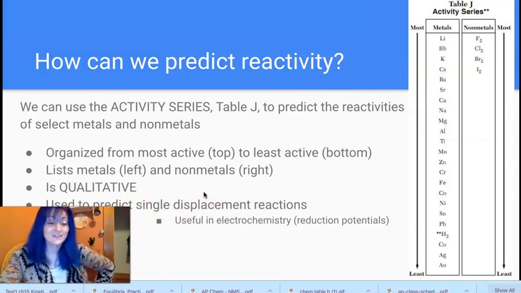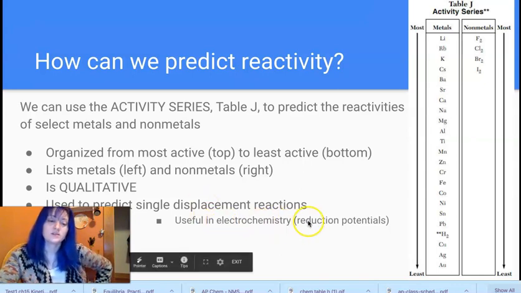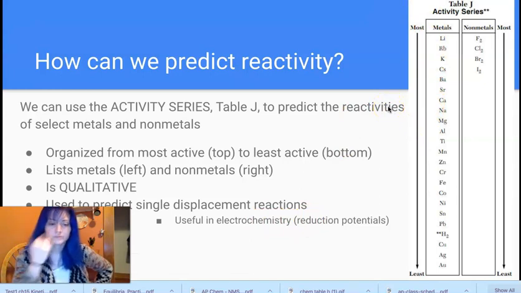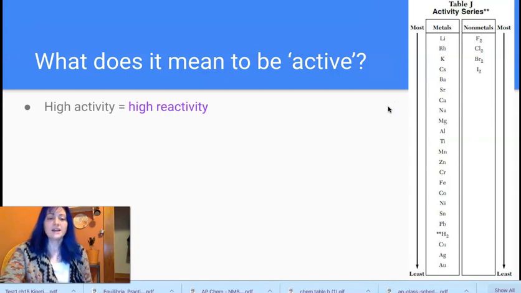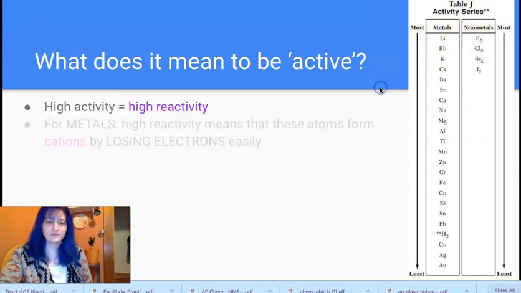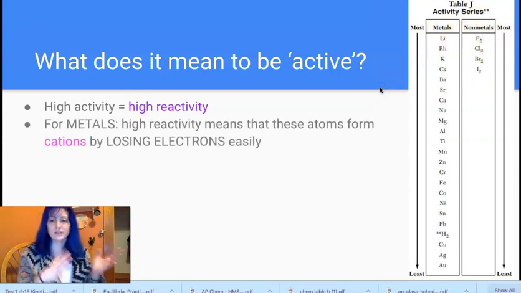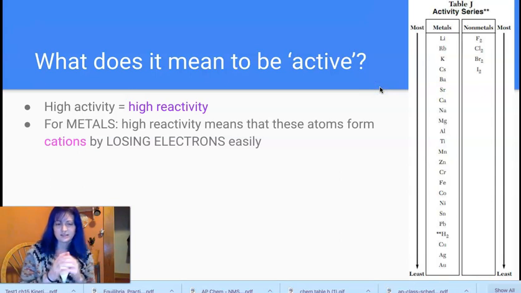A quantitative list is actually used in electrochemistry, where we see the reduction potentials of different elements. So you will see this again when you study EChem and redox reactions. All right, so what does it mean to be active? High activity means basically high reactivity. So elements that are high on the list are going to be very reactive. For metals and nonmetals, this means slightly different things.